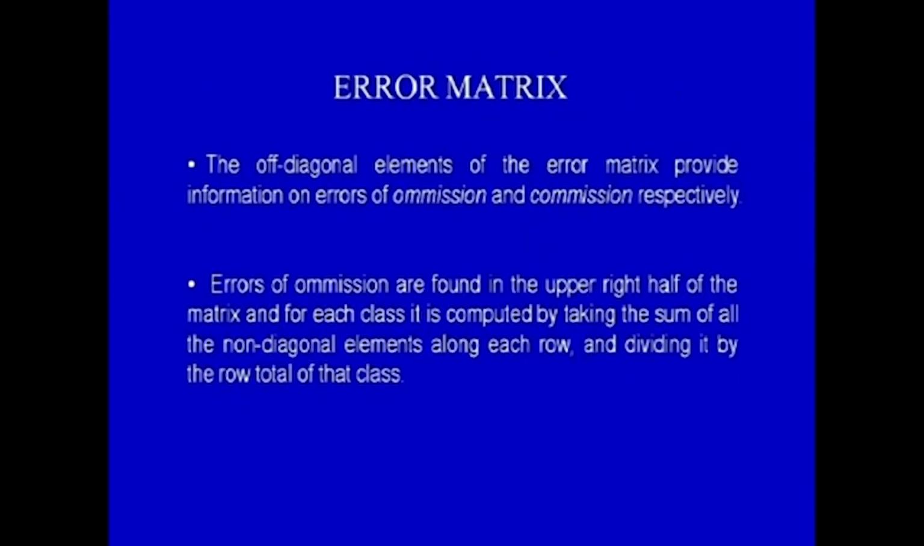The off diagonal elements of the error matrix provide information on the errors of omission and commission respectively. The errors of omission are found in the upper half of the matrix for each class.